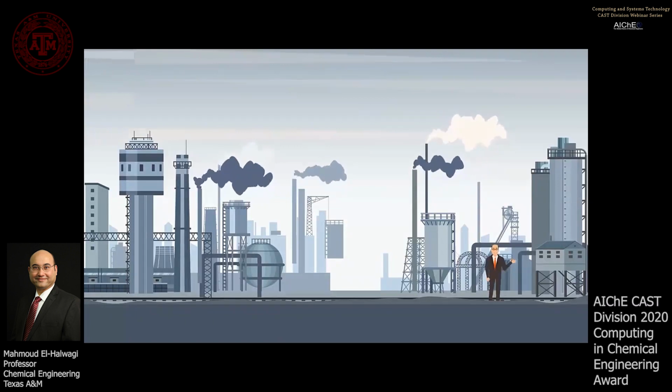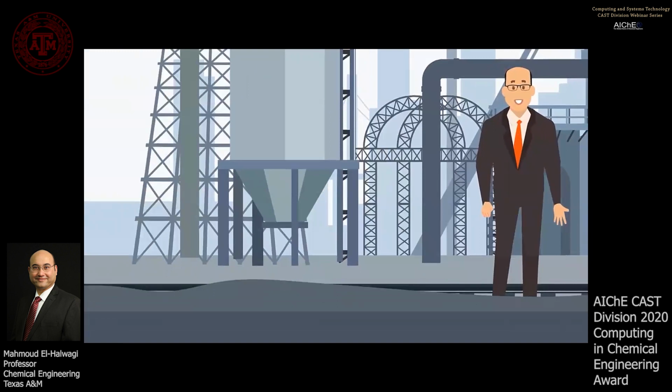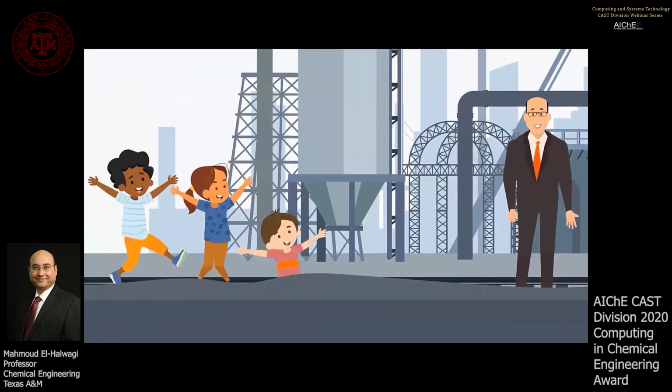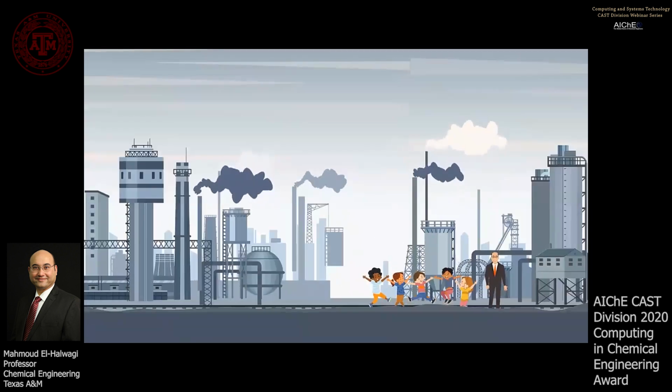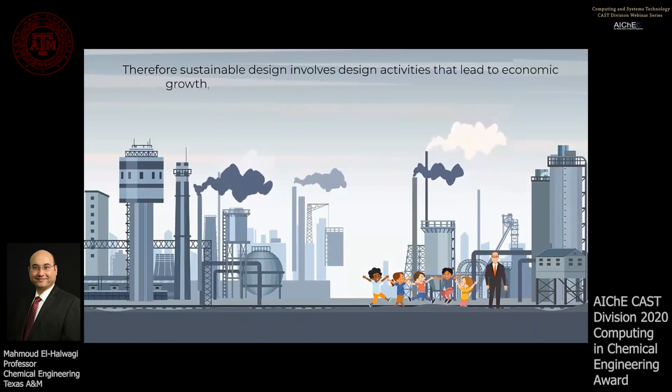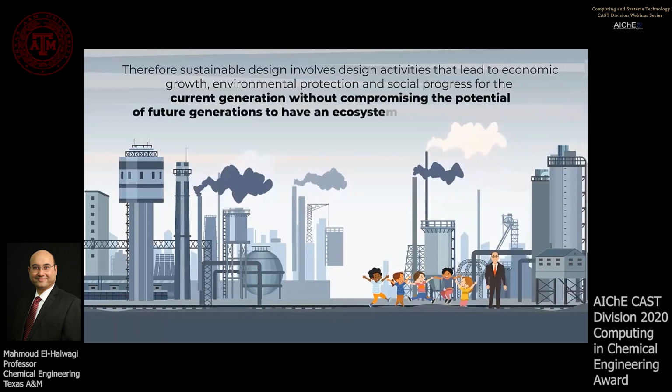An important attribute of sustainable development is to enhance current growth while remembering that there is a tomorrow and that there are future generations, and that we should be giving future generations the same opportunities to grow and prosper. Therefore, sustainable design involves design activities that lead to economic growth, environmental protection, and social progress for the current generation without compromising the potential of future generations to have an ecosystem which meets their needs.